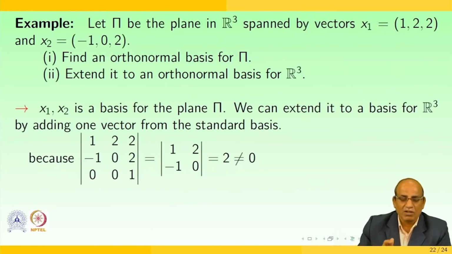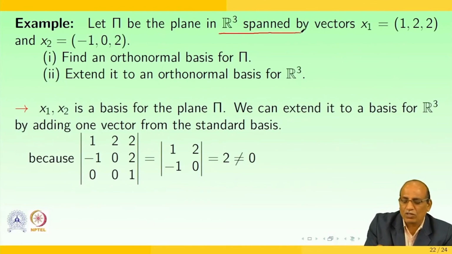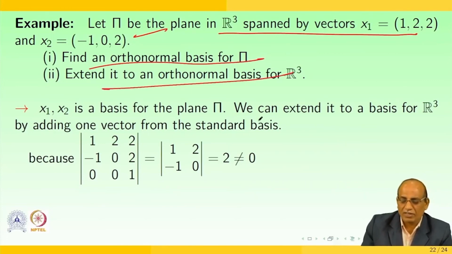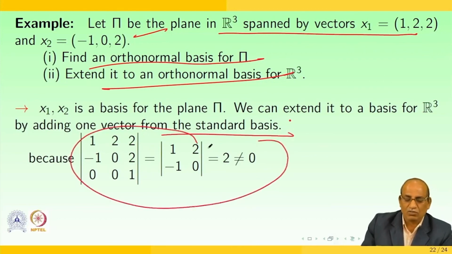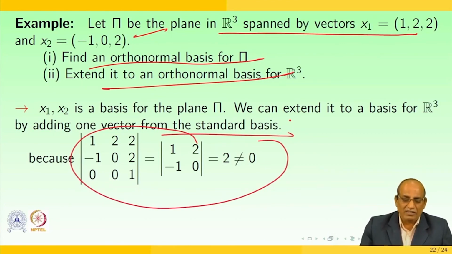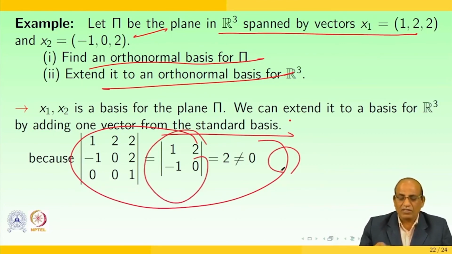Let's see this example. Let the plane in R3 be spanned by the vectors 1, 2, 2 and x2. Find an orthogonal basis, orthonormal. So let x1, x3 be a basis for the plane. We extend it to a basis for R3 by adding one vector from the standard basis. So whatever right hand side vector is there, we add it to this vector, and the determinant of the resulting matrix is nonzero.